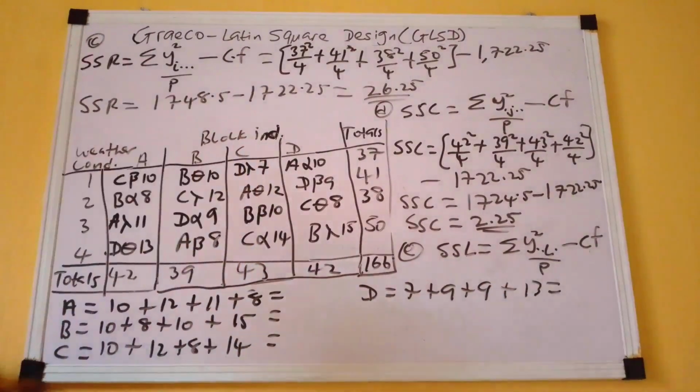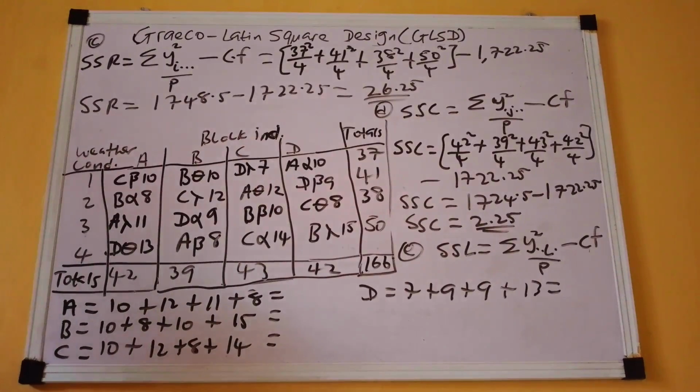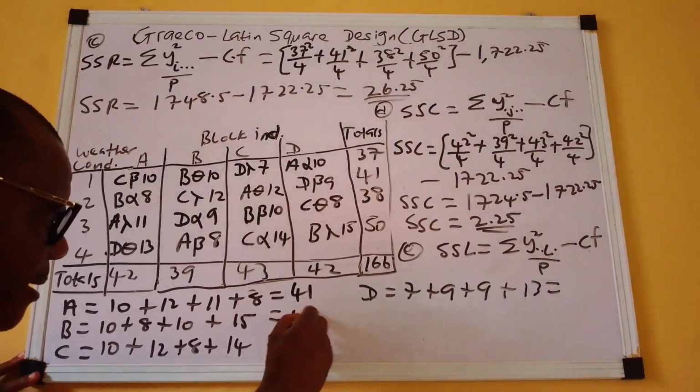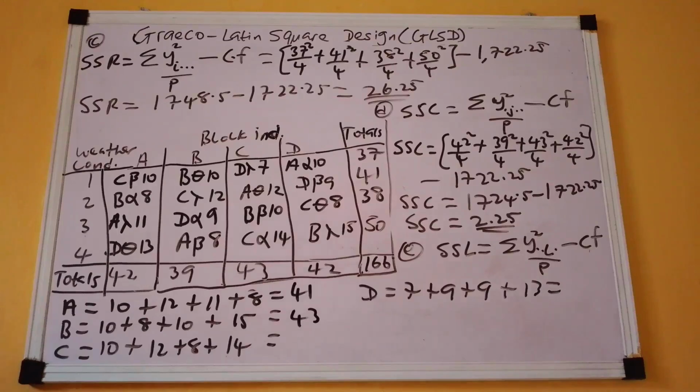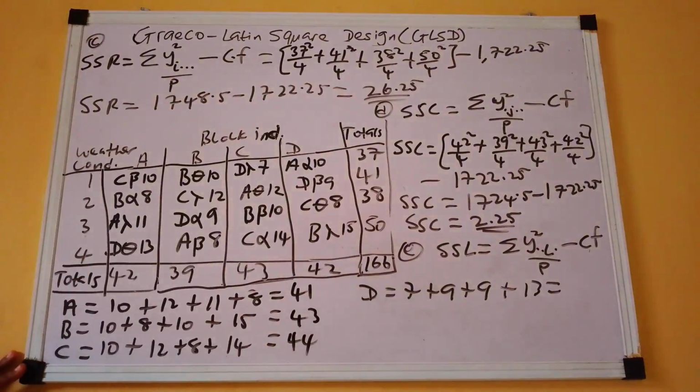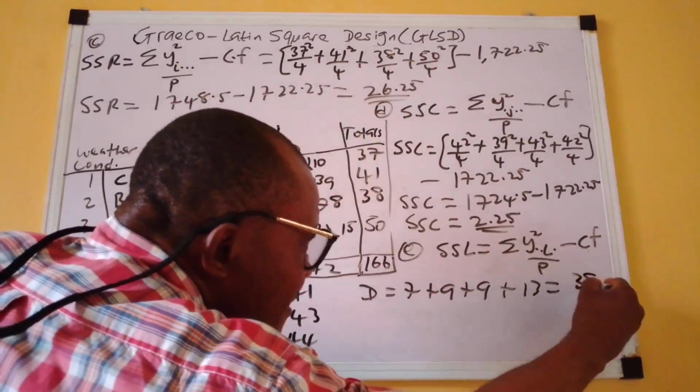So now let's add them up. If you say 10 plus 12 plus 11 plus 8, you have 41 here. Then the next one, 10 plus 8 plus 10 plus 15, you have 43 here. Then the third one, 10 plus 12 plus 8 plus 14, you have 44 here. Then the last one, 7 plus 9 plus 9 plus 13, you have 38 here.